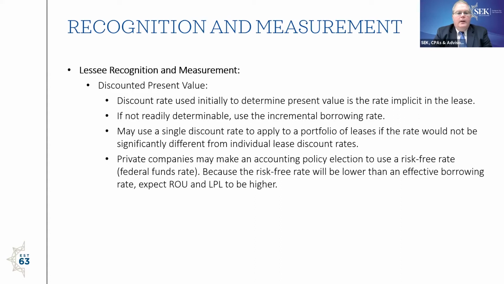That's fine. And private companies may make an accounting election to use the risk-free rate or the Fed funds rate for their rate. They can make that election. One thing you have to be aware of there, though, is if you use a risk-free rate, it's going to be lower than your effective borrowing rate, so you can expect your ROU and LPL to be higher than when you record those transactions. So it's just something to keep in mind on that.